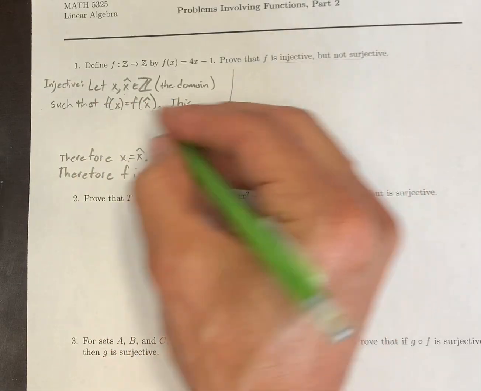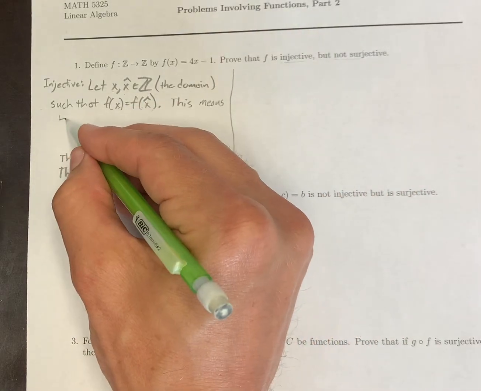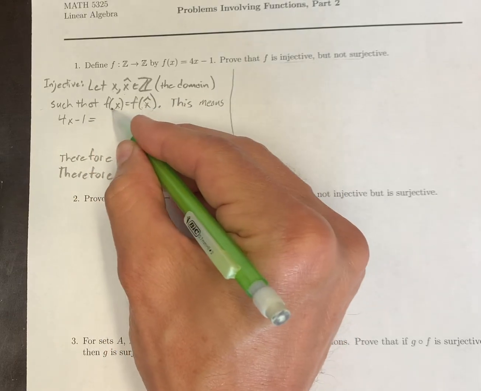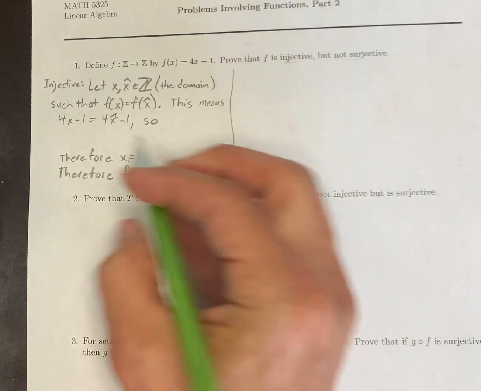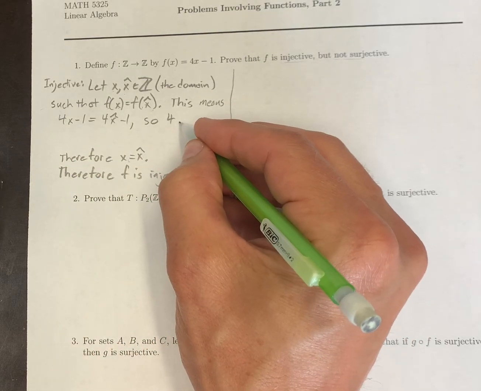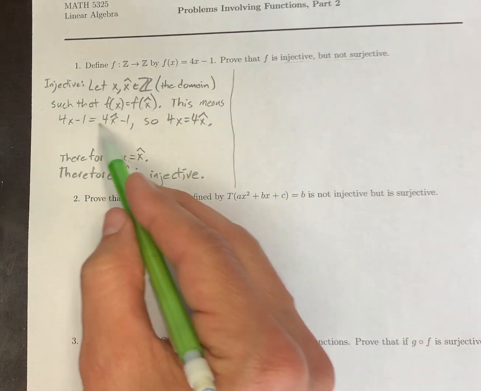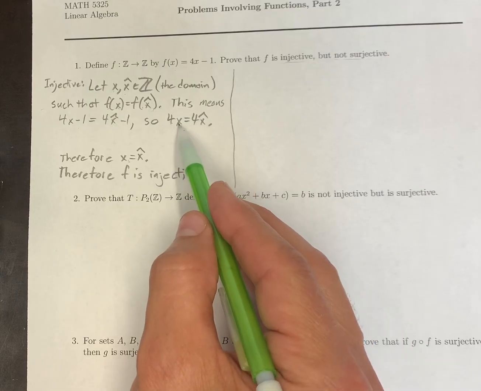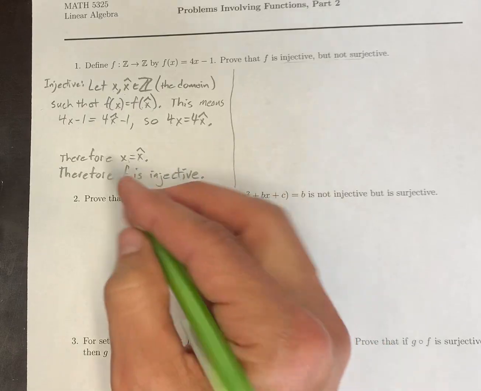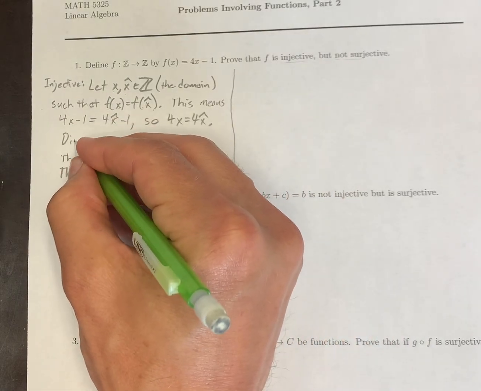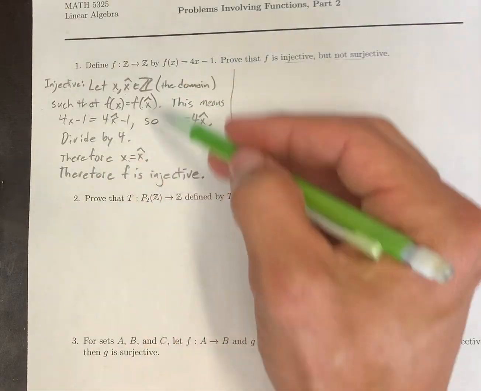f of x equals f of x hat. This means, well, that 4x minus 1, that's what f of x is, equals 4x hat minus 1. So I guess that means 4x equals 4x hat. Now, if you were just reading along, so 4x equals 4x hat, therefore x equals x hat. Oh yeah, I can see that. Divide by 4. You can even add a line, divide by 4 if you want to, something like that. But you can see this is a proof that it's injective.